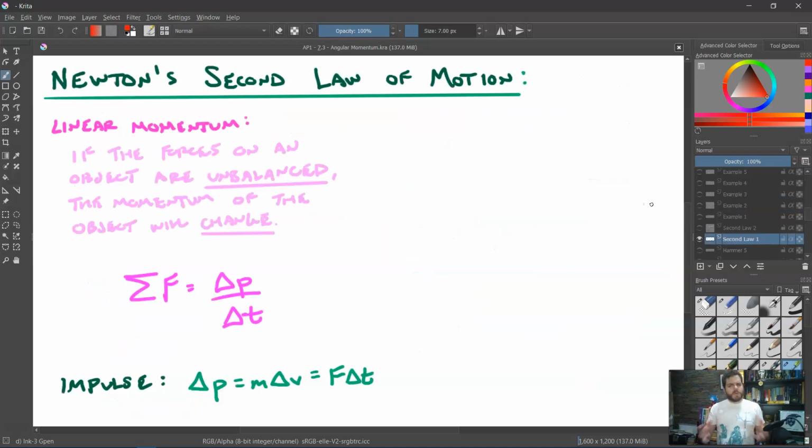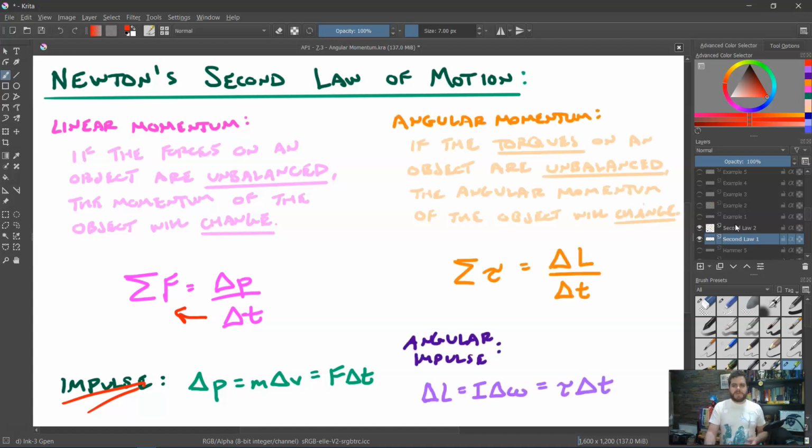We said if the forces on an object were balanced, its linear momentum would remain constant. But if we expand this to the second law of motion, in which these forces are unbalanced, then the momentum of the object will change. In fact, we could define the net force as the change in linear momentum with respect to time. If we multiply this delta t across, we get the equation for something known as impulse. The impulse, which is that delta p, that change in linear momentum, is equal to m delta v equals F delta t. Let's look at the angular version of this.